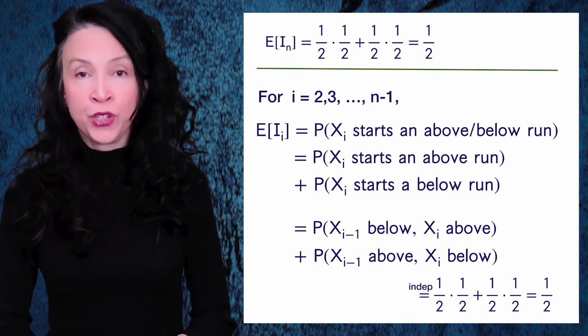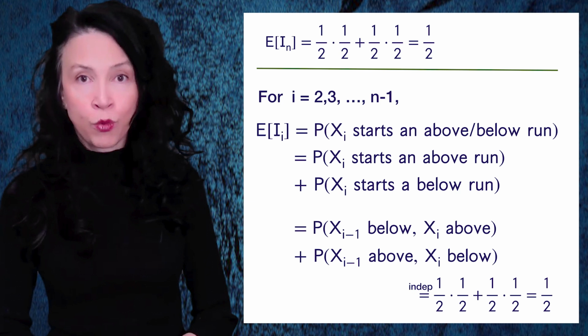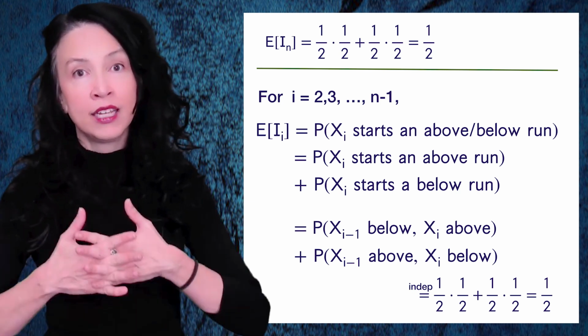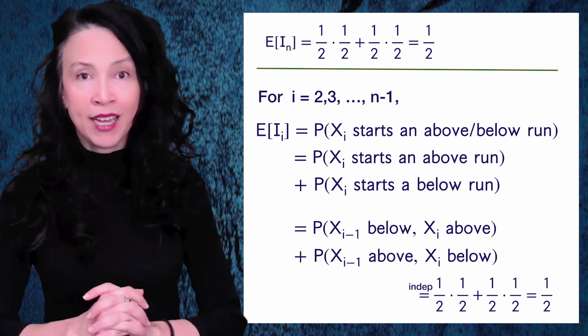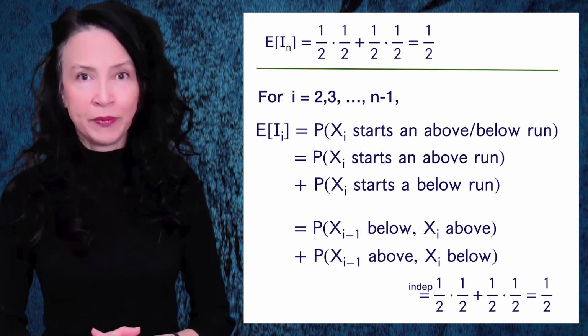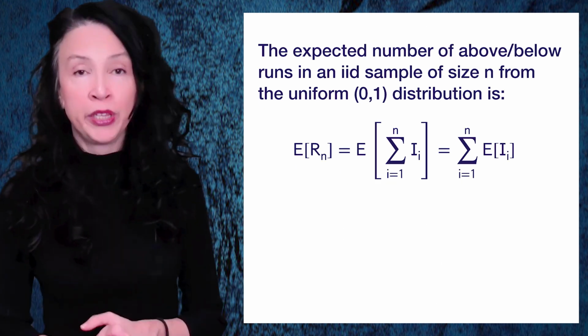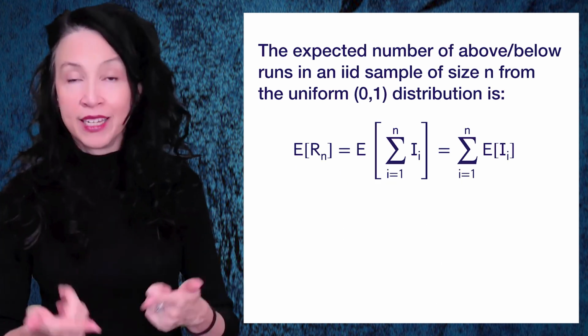Because they're all uniform 0-1, all of these probabilities are 1/2. And again, we get the expected value of the indicators I sub i is 1/2, when i goes from 2 to n minus 1. So to put this all together, the expected number of runs above or below the mean is written as the sum of the indicators in here.